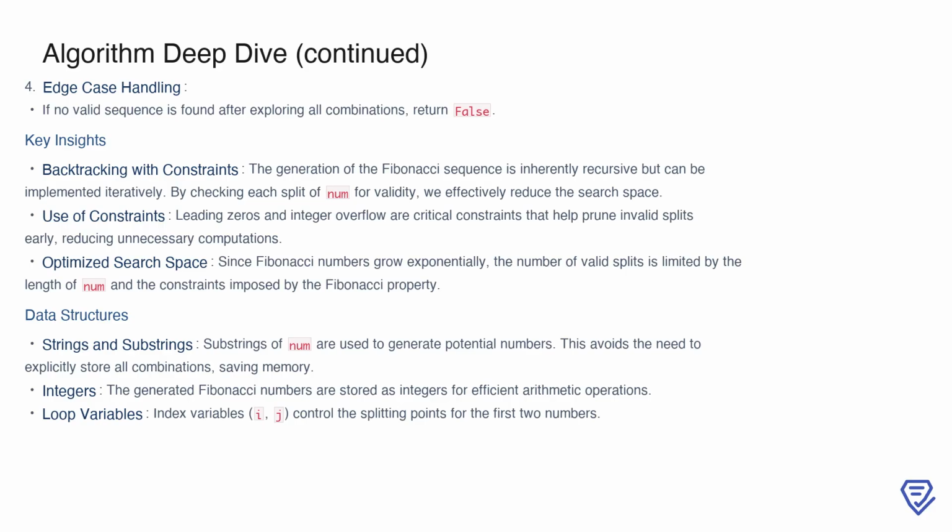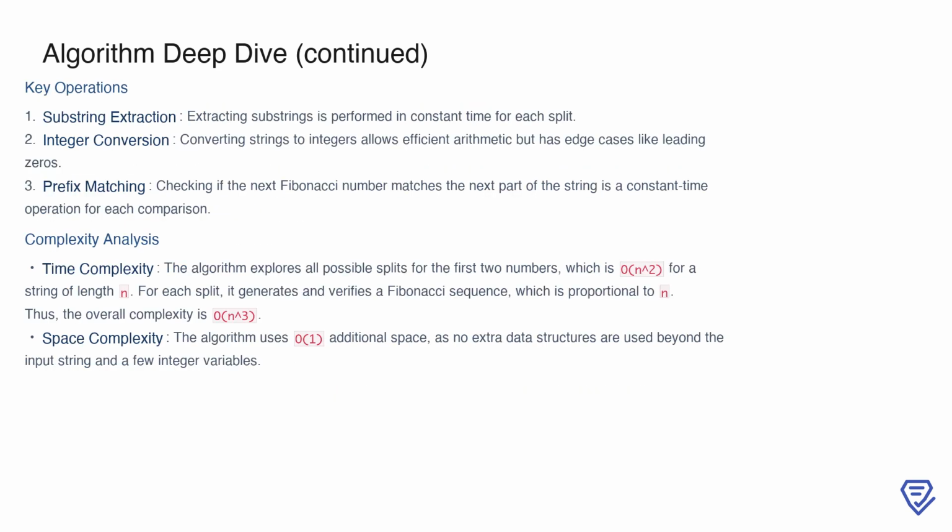Finally, the use of substrings to generate potential numbers is memory efficient, as we do not need to store all combinations explicitly. Instead, indices and a few integer variables are sufficient to manage the process. Key operations in the algorithm include substring extraction, integer conversion, and prefix matching. Extracting substrings is efficient and happens in constant time for each split, making it ideal for this problem.